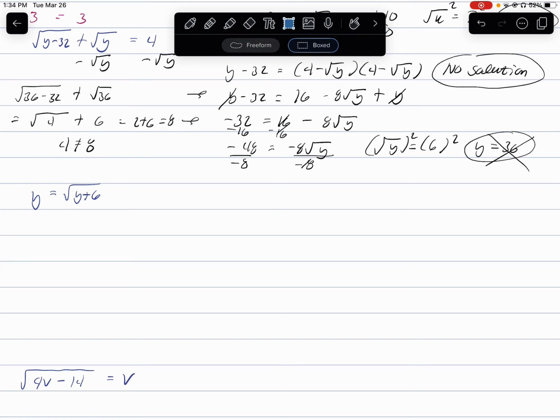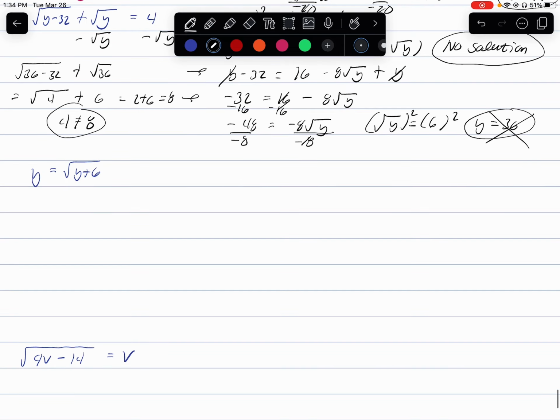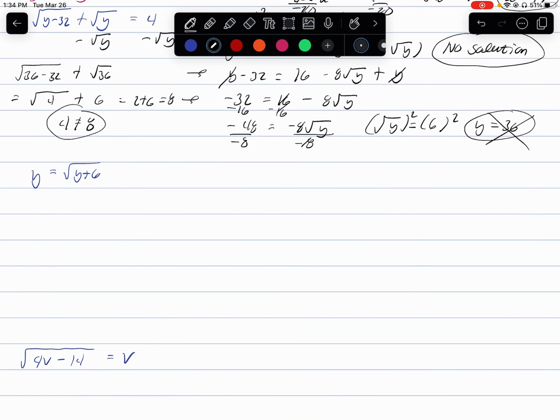Because it can be very tempting just to get to this point where it says y equals 36, circle it, call it a good day. But it's really important to go back and check, and then you end up with 4 not being equal to 8. And that shows you that this is not indeed a solution. Sometimes it can be deceptive like that. So it's important to always double check your work, or check your answer at least.